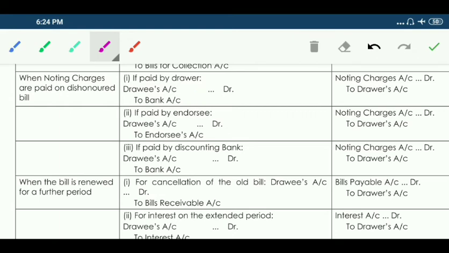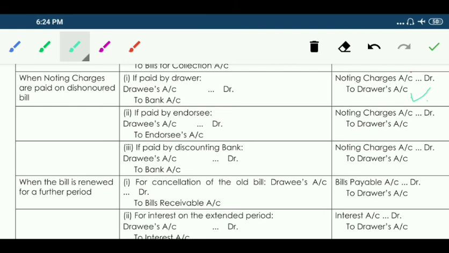In the drawer's books, the noting charges account is debited, because this is an expenditure to the drawer's business. So noting charges account debit to drawee's account. That means 10,050 rupees is ultimately liable from the debtor, so 50 rupees is credited again to the drawee's account.